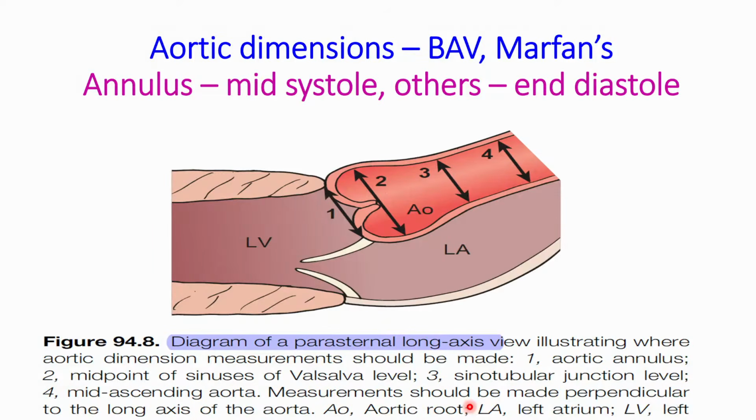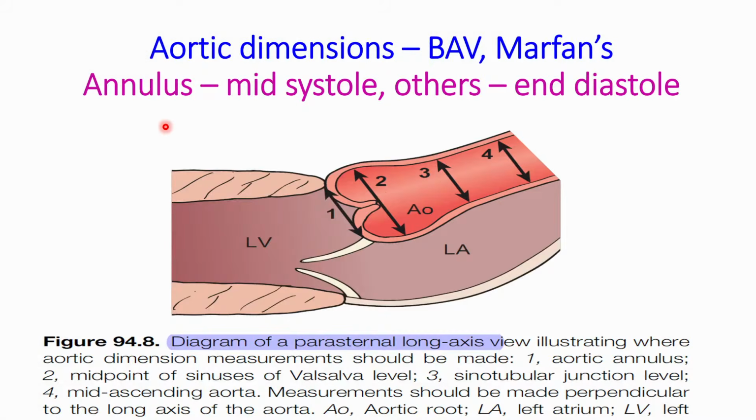Then whenever there is aortic valve pathology, either AS or AR, we also need to measure aortic dimensions, because the sinuses and ascending aorta tend to get dilated, for example in bicuspid aortic valve. However, in bicuspid aortic valve, usually the aortic sinuses are spared and the ascending aorta gets dilated. In Marfan's, both the sinuses as well as the ascending aorta get dilated.